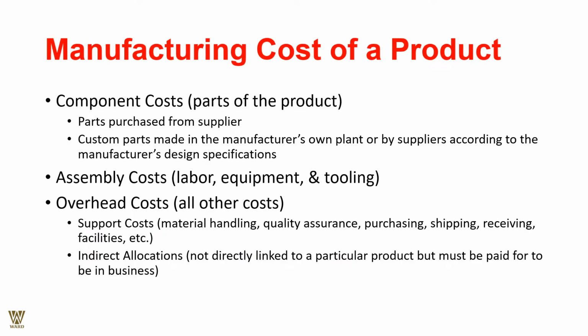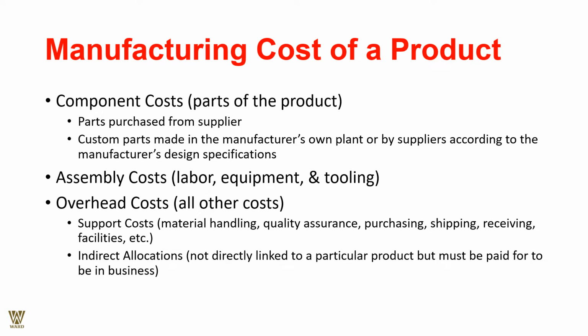So the manufacturing cost of a product is the component cost: parts of the product purchased from the supplier, and custom parts made in the manufacturer's own plant or by a supplier according to the manufacturing design and specification, which needs to be understood time and again. We'll talk about the assembly cost, which is the labor, equipment and tooling cost. Overhead cost covers all other costs that come into play: the support cost, material handling, quality assurance, purchasing, and so on and so forth. These are your direct costs.